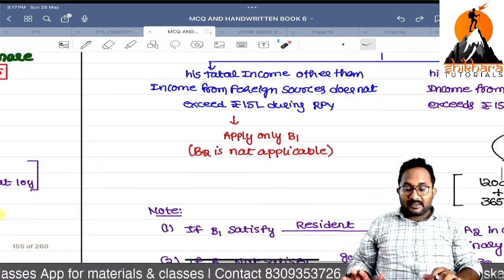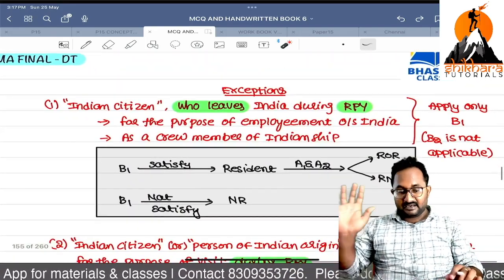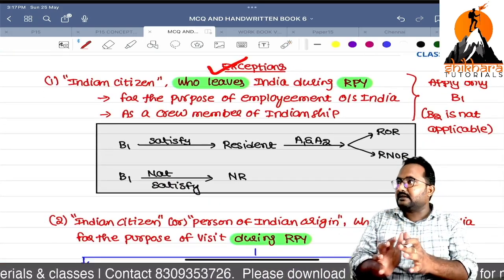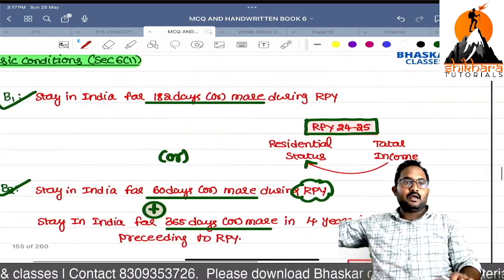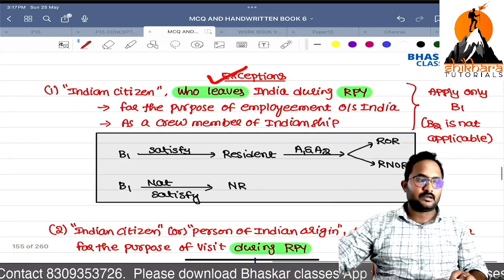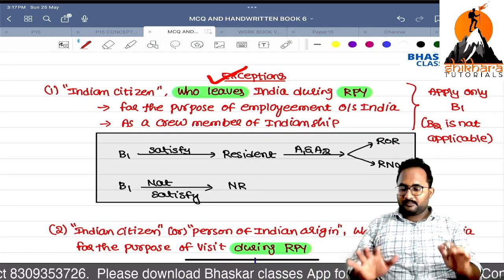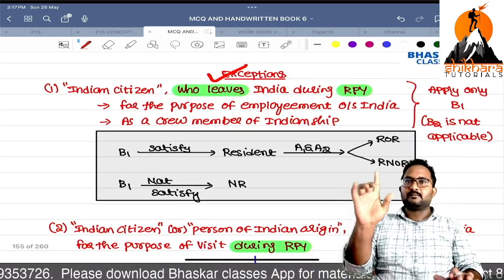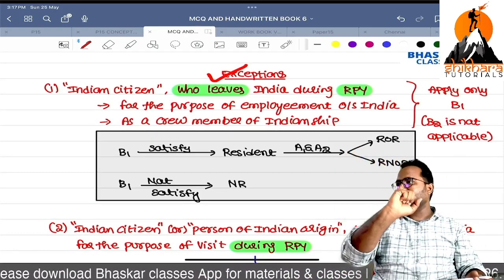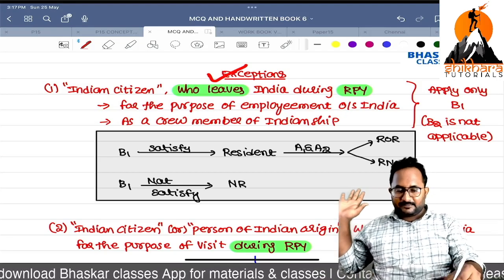But I will tell you some exceptional cases. This is only important at the final level. Yes, exceptional cases. In these exceptional cases, we don't follow the general provisions. We have to follow some exceptional provisions. Shall we start that exceptional provision classification? No. First, how many exceptions are there? Only two. First exception I am reading, just listen.